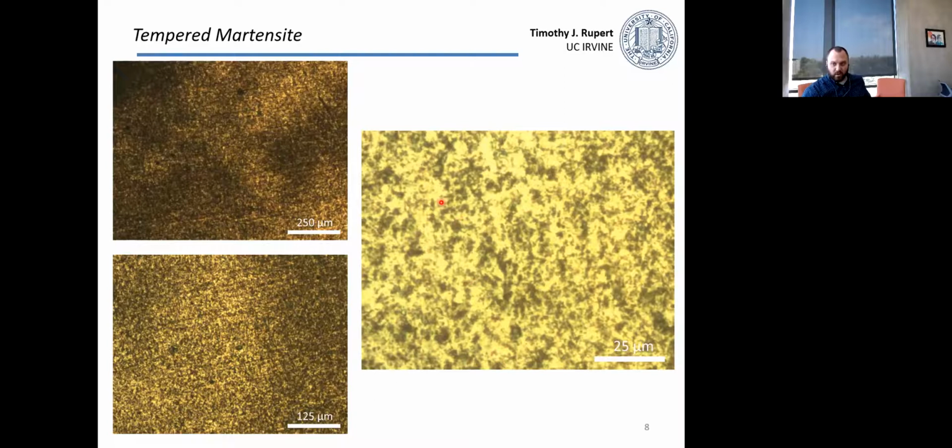You still see those dark regions, but they're not as finely spaced. And then you see a lot more of this bright region, which generally is going to be either the ferrite or maybe some retained austenite in my microstructure.